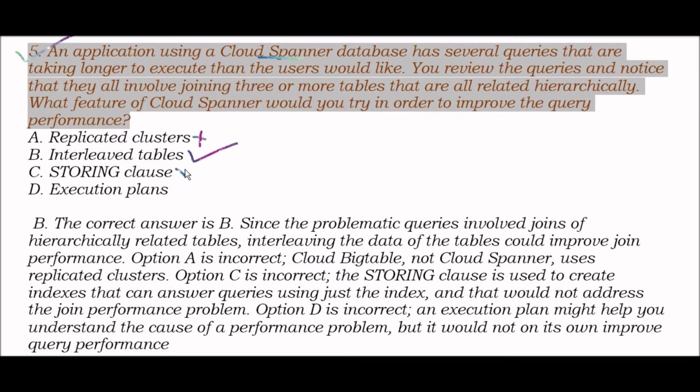Option D, execution plans. So my dear, an execution plan might help you understand the cause of a performance problem, but it does not on its own improve query performance. Okay, that's why option D is also incorrect. And correct answer is option B, interleaved tables.